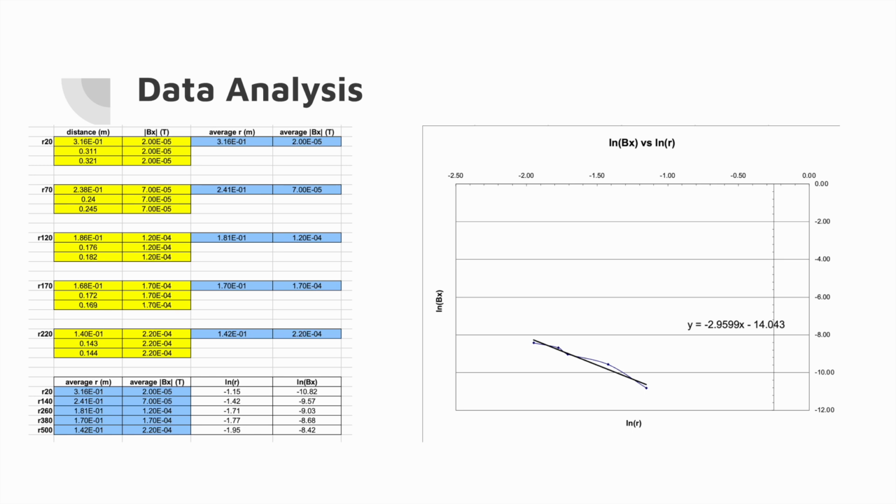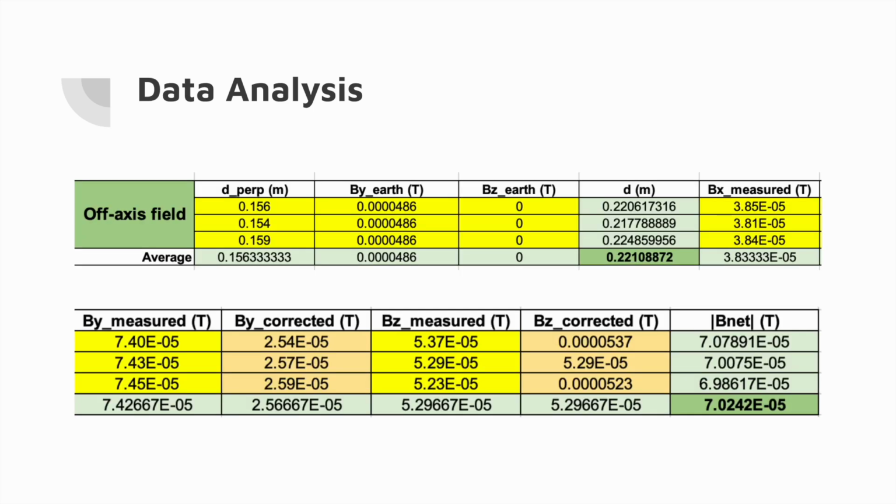Now some data analysis. These are just my numbers for the on-axis experiments. The most important thing here is that ln Bx, or y in this case, is negative 2.9599 x minus 14.043, which I used in a later calculation. Here are also my off-axis field values, and I got my average d perpendicular to be 0.156 meters.